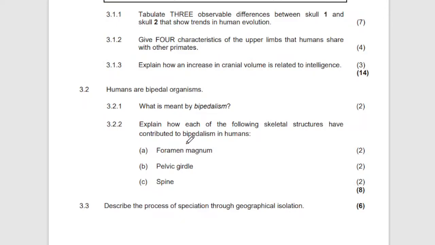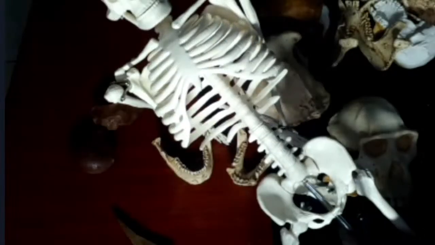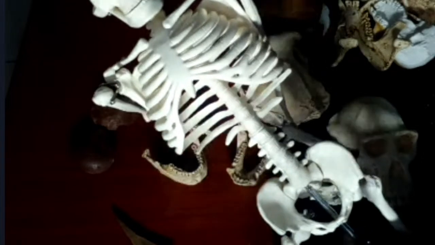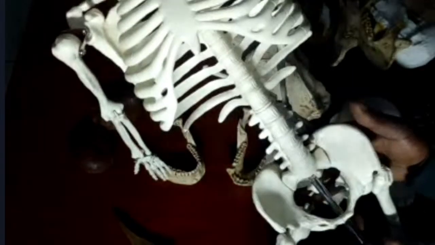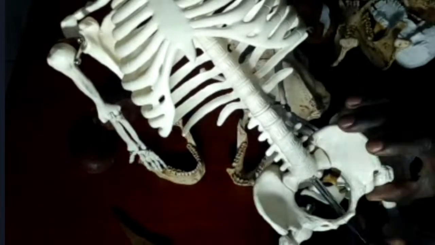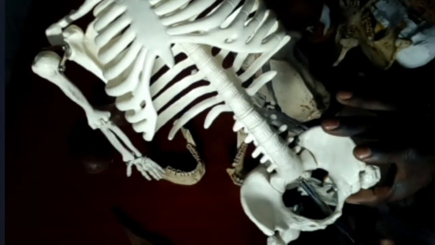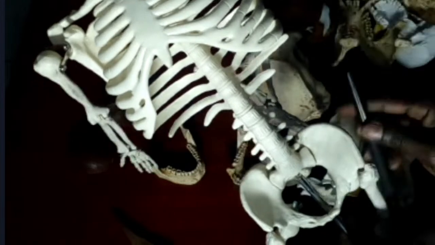I don't have a pelvic girdle here, but let me just show you the pelvic girdle of this skeleton of mine. Look at this pelvic girdle. Sometimes when we tell students, they don't understand it. This is the pelvic girdle. Look, it's short. Check how short it is. Short and wide.